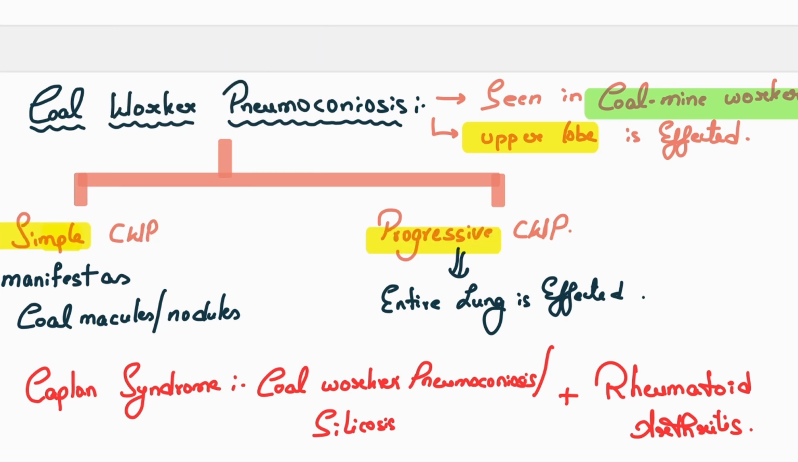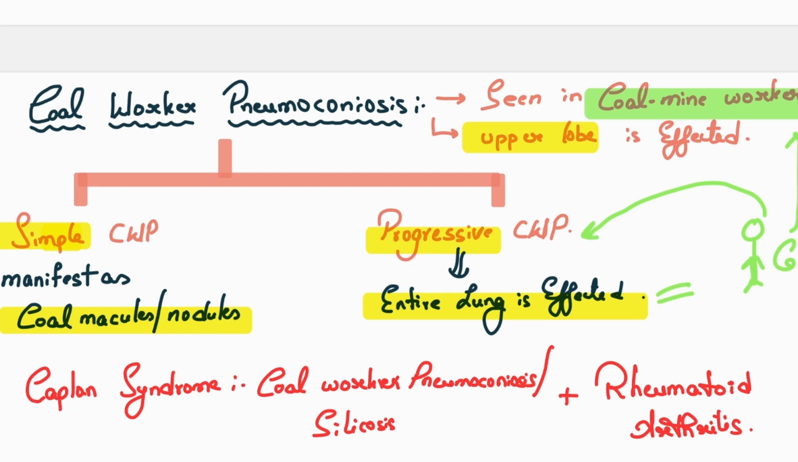In simple, we will get coal macules and nodules. These are nothing but the coal getting accumulated in the macrophages. Okay, so this leads to the coal macules. And the next one is progressive coal worker pneumoconiosis. In this, the entire lung is affected, which means there is much destruction to the lung. As the person is continuously exposed to the coal mines, it leads to progressive coal worker pneumoconiosis.